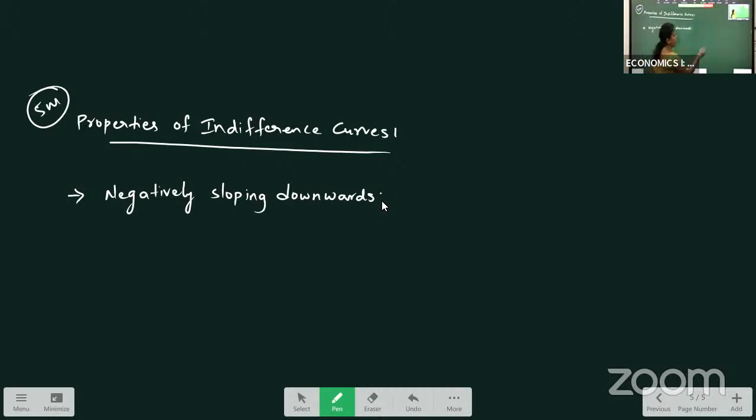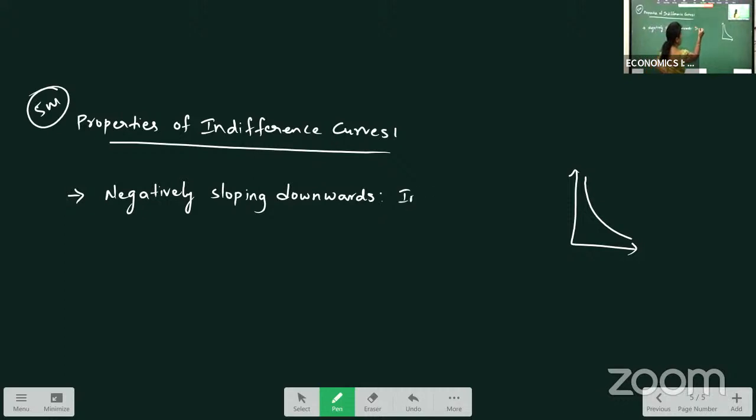Negatively sloping means what? You see the curve here? Our curve is always sloping downwards only, no? Why is it sloping downwards? Because in the combination, if one good is increasing, another good is decreasing. So you have to write down the reason for this, right? Then only your weightage will be there for your answer.